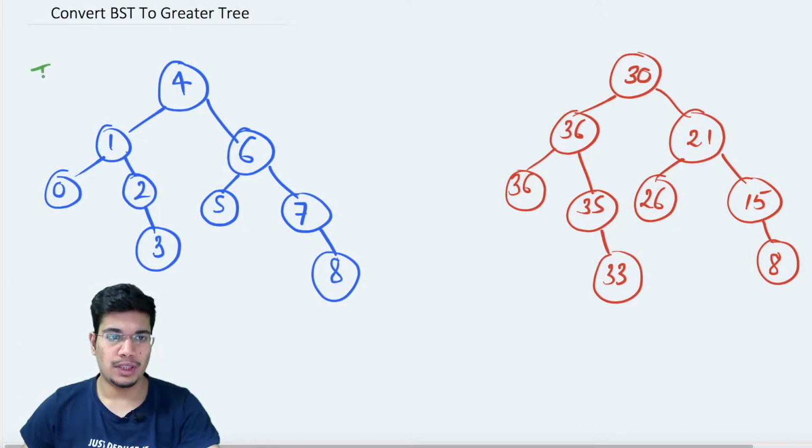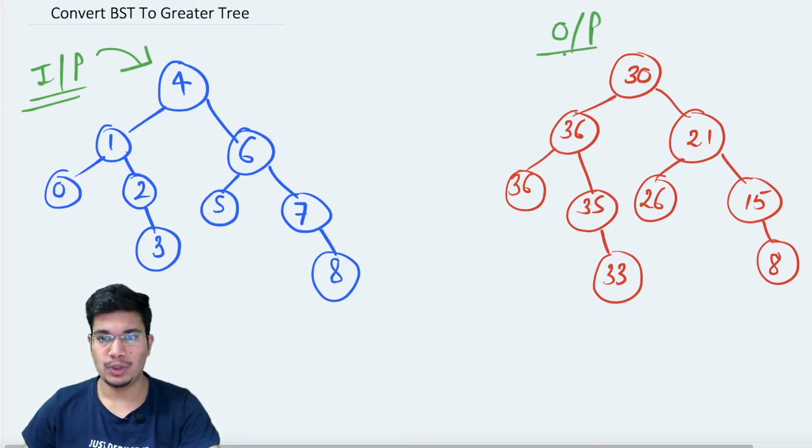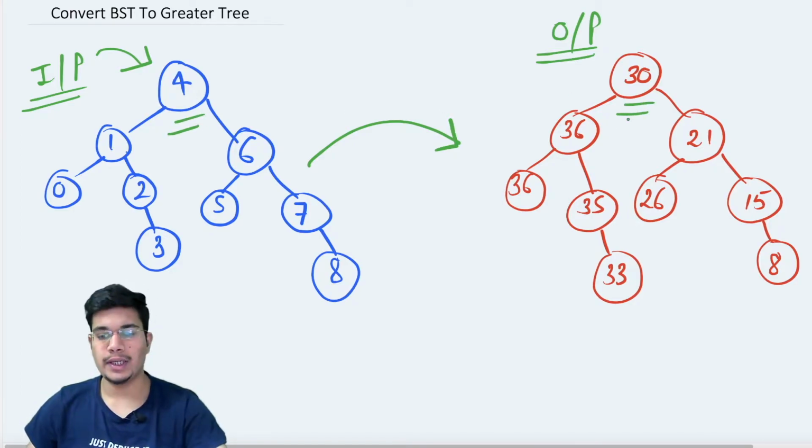So for example, for this particular test case, this is the input tree that we have been given, and we need to convert this to this particular tree as the output tree. So this should get converted to this ideally, and this tree is what we want to return. So we'll be given the root node of the input tree, and after conversion, we need to return the root node of the converted tree.